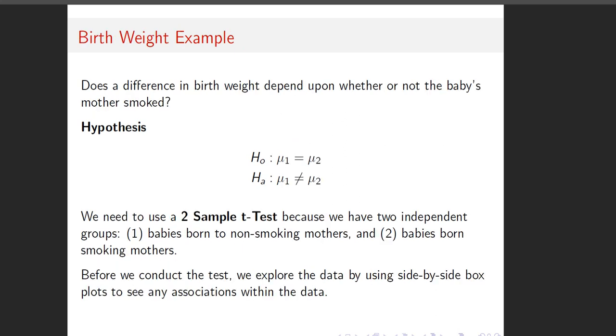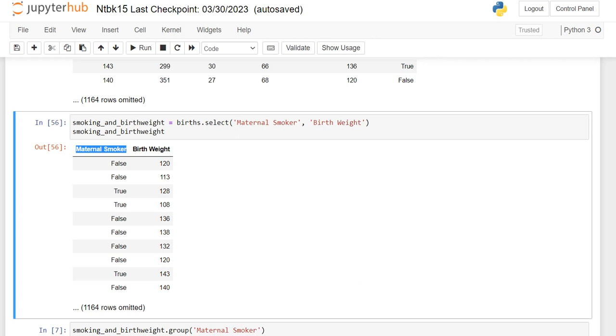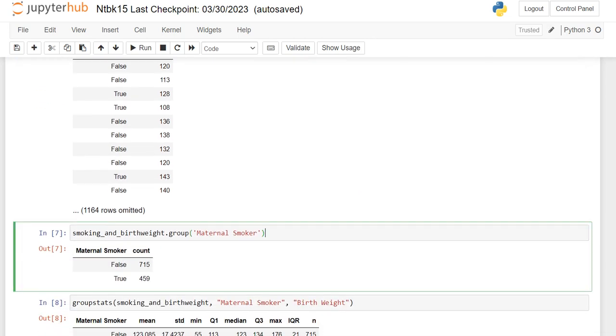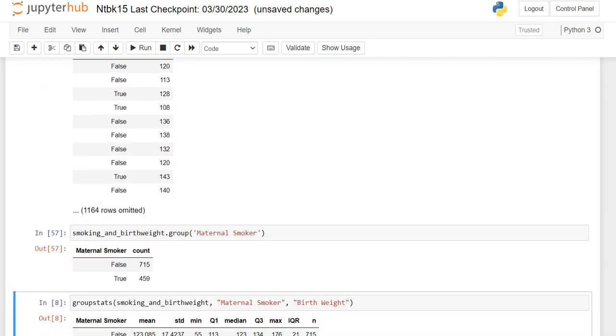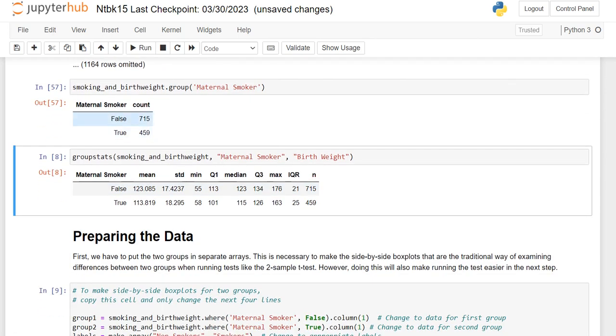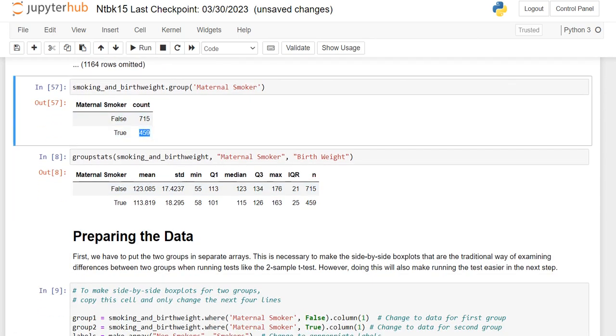Let me jump back up here. Okay, so what do we do? Well, the first thing we do is get a count, and you can see that there are 450 of the babies that were born to smoking moms and 715 that were born to non-smoking moms. And I want to mention that this is an older data set. I think the percentages might be lower these days now that more data is out there about the health of the baby during the pregnancy. But this is an older data set.